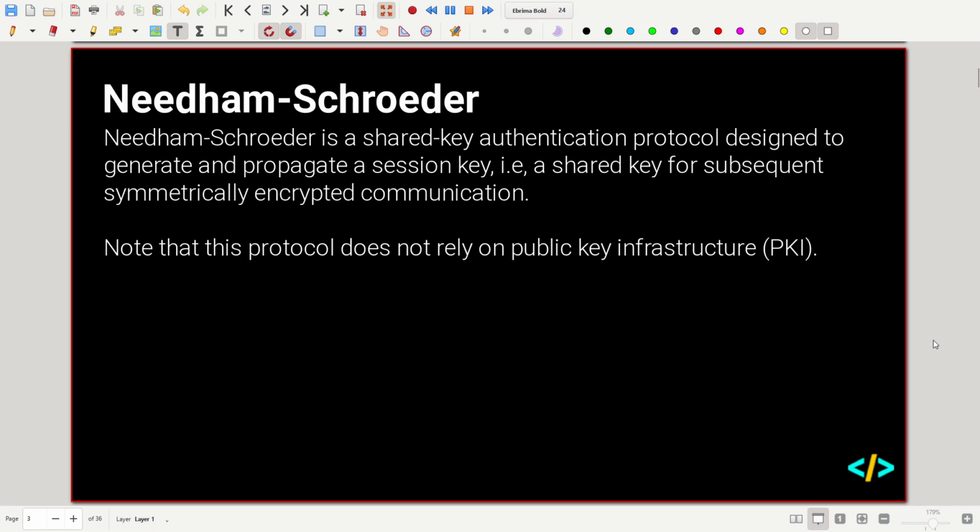So Needham-Schroeder is a shared key authentication protocol designed to generate and propagate a session key. In other words, a shared key for any subsequently symmetrically encrypted communication. Note that this protocol does not rely on any public key infrastructure. No one has any public and private key pairs. The idea is we just want two people to agree on a shared symmetric key that they both use for encryption and decryption.